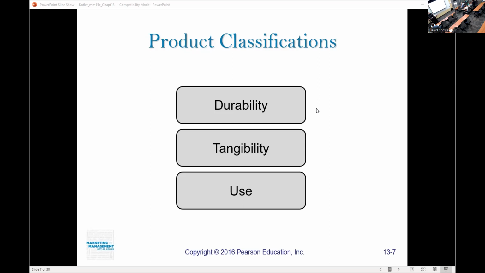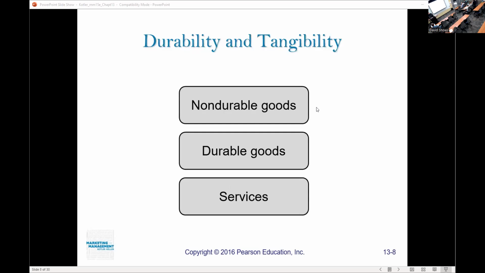Now, within that, when we're talking about durability and tangibility, we're talking about durable goods, non-durable goods, and services. So what is the definition of a non-durable good? A non-durable good is any good that can be consumed in a single session or in a fixed number of sessions. When I buy a box of popcorn, I've got 4 bags of popcorn in it, and I'll use them up. That would be an example.